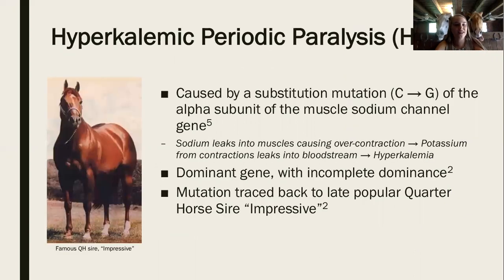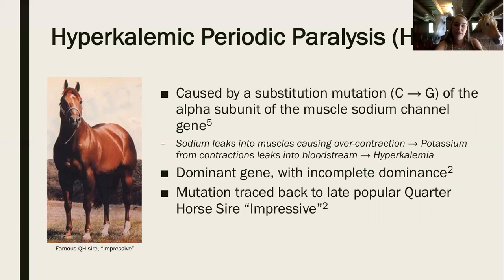All right, the first disease is hyperkalemic periodic paralysis, which I will refer to as HYPP because it is a mouthful. But this is caused by a substitution mutation, so it's swapping a C for a G of the alpha subunit muscle sodium channel gene. So this substitution will cause sodium to leak into the muscles, which is going to stimulate overcontraction of these muscles. Those overcontractions will cause potassium to leak into the bloodstream, which will cause hyperkalemia to occur.